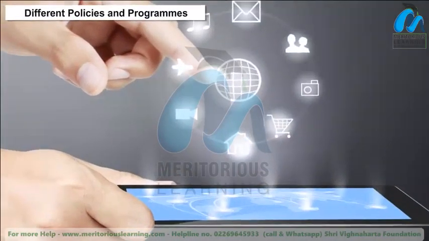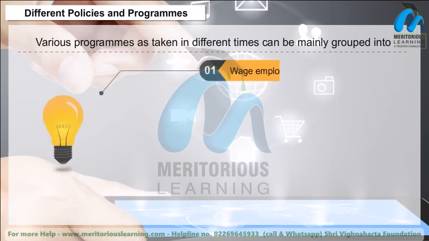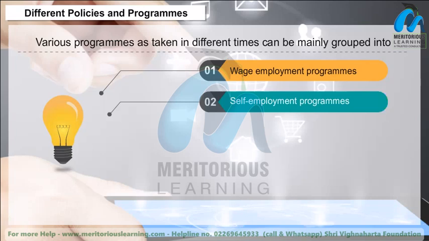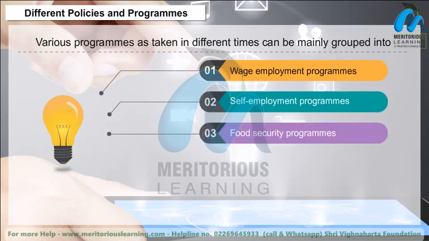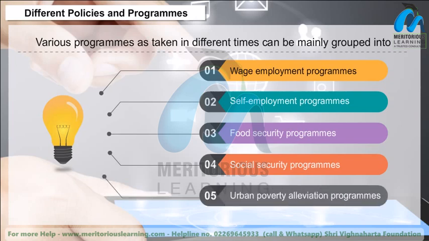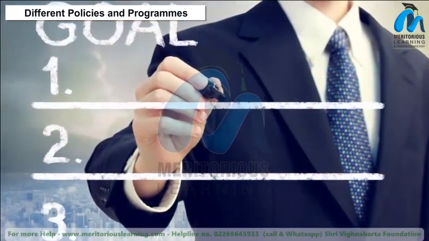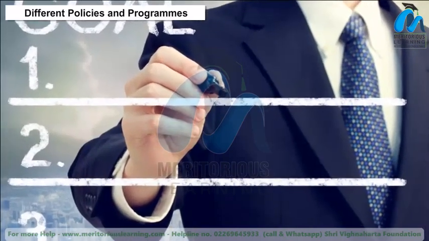Different policies and programs. Various programs as taken in different times can be mainly grouped into 1. Wage employment programs, 2. Self-employment programs, 3. Food security programs, 4. Social security programs, and 5. Urban poverty alleviation programs. In order to achieve these goals, several programs have been taken up.